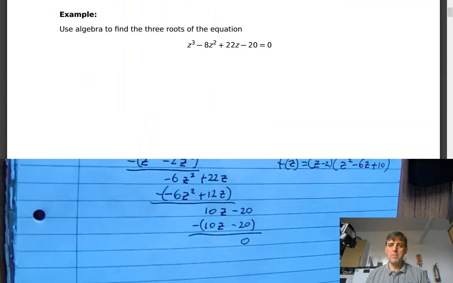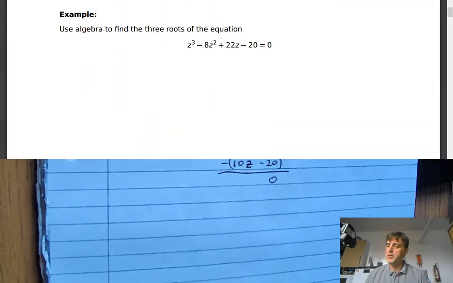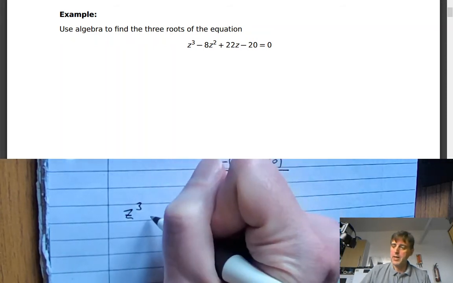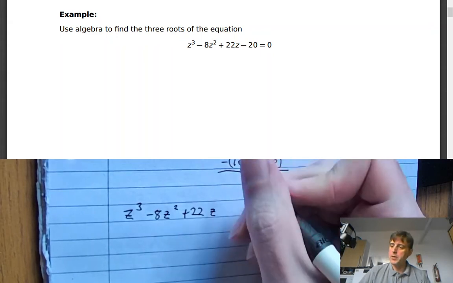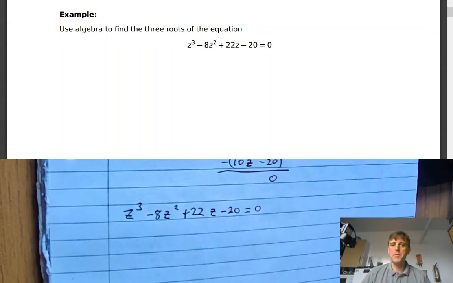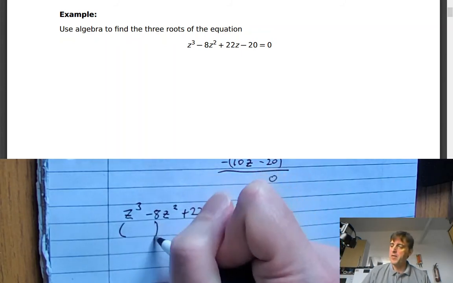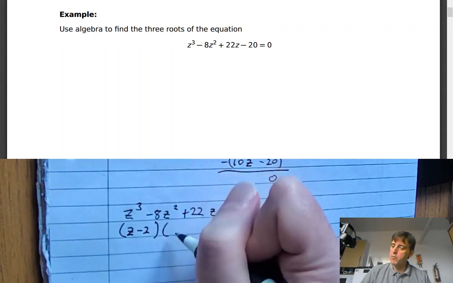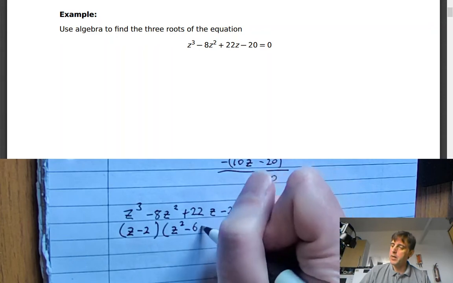Okay, so that factorizing work we've done already here is going to be useful for us, because if I wanted to solve where z cubed minus 8z squared plus 22z minus 20 equals 0, the first thing I might want to do is actually factorize it, because when we factorize things when they equal 0, that makes things a lot easier. So this is what we've already done here. We've already done the work and we factorized it to look like this.